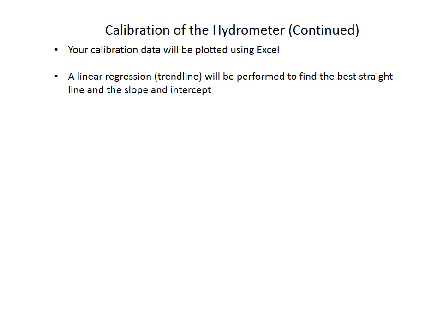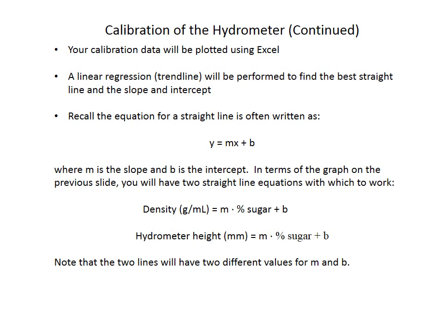We'll plot the calibration data using Excel. We'll let Excel do a trend line or linear regression on it. You may have done this with a ruler before. You may have done this with the LabQuest before. We're going to let Excel do it this time to find what the slope and the intercept are for the best straight line through your data points. And if you go back and think, you're really sick of seeing this, y equals mx plus b, m is the slope, b is the intercept. So if you go back to the previous slide and think about what we had back there, we had two straight line equations with which to work.